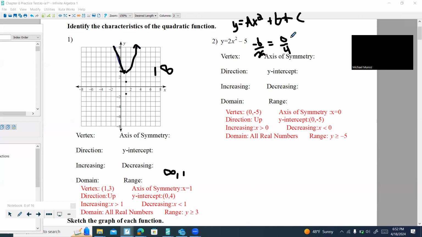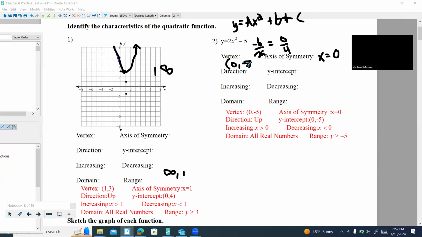But anyways, 0 divided by anything is just 0. So that means our axis of symmetry is x equals 0. And that 0 also represents our x on the vertex. So our vertex, we know right now, is 0. And then we have to figure out the other numbers. So to figure it out, we plug 0 in here for the x. 2 times 0 squared is 0, and 0 minus 5 is -5.